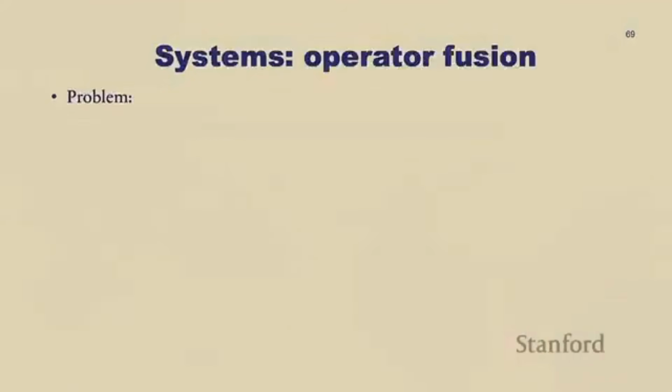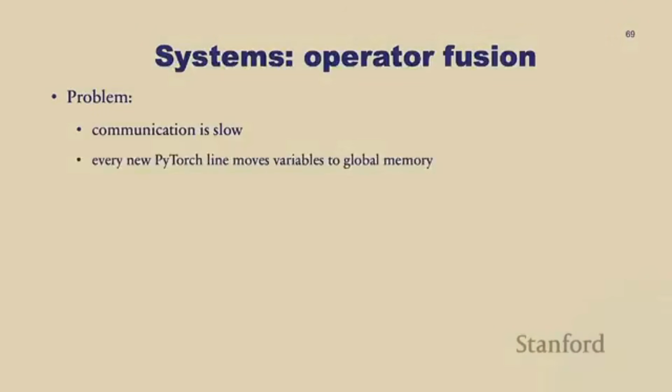Okay, I'll actually talk just about this and then I'll skip all the rest: operator fusion, because I think this is actually pretty cool. As I just said, communication is very slow. And actually, every time you use a PyTorch line, it basically moves variables to the global memory of your GPU.